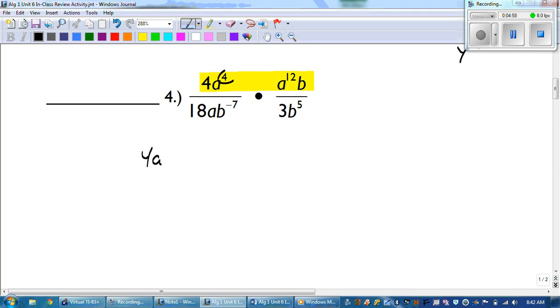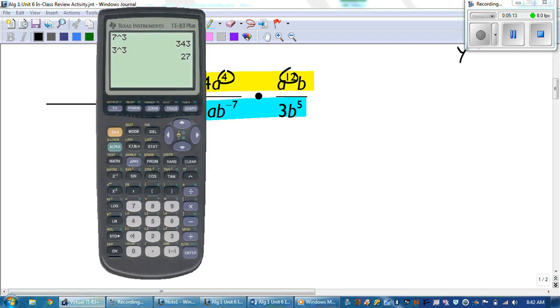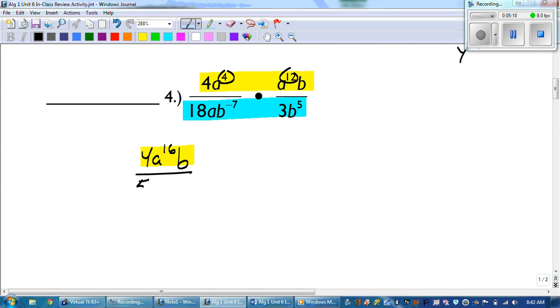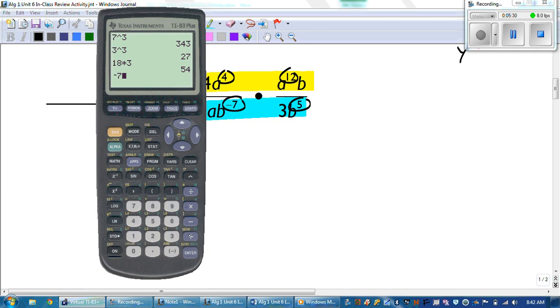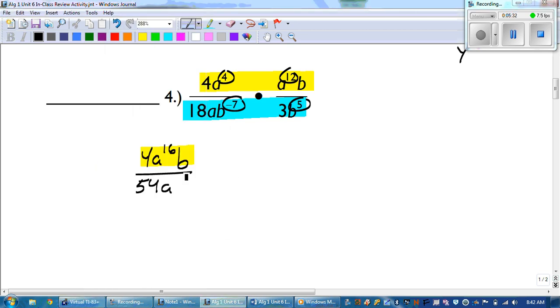I have 4 plus 12, which is 16, and then I only have one b. So there's the top. Now, the bottom, we have to do 18 times 3, so we get 54. We have 1a, and then we have to add the exponents of the b, so that's -7 plus 5, and we get -2.